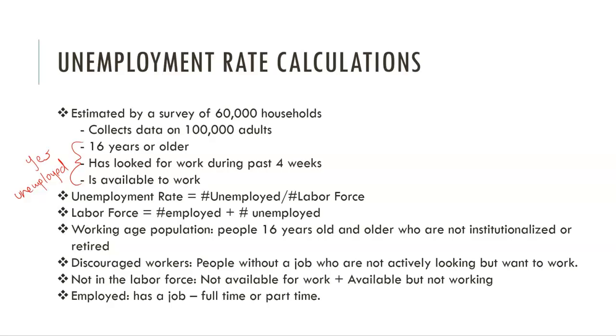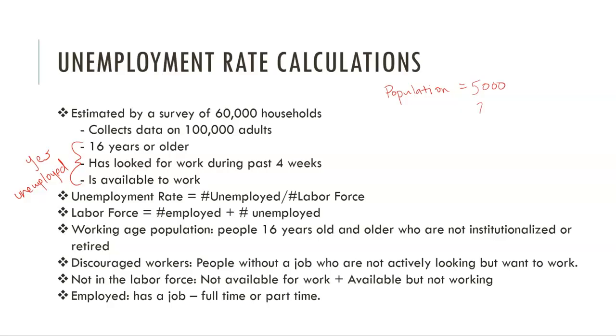And if you're employed, you have a job, whether it's full-time or part-time. So if you work 1 hour a week, you're considered employed. If you work 0 hours a week, that would be unemployed. Okay, so how do we calculate this? Okay, oftentimes in a question, you're going to get a big list that talks about lots of different people. So it may say, we have a population size of 5,000. 5,000 people in this population.